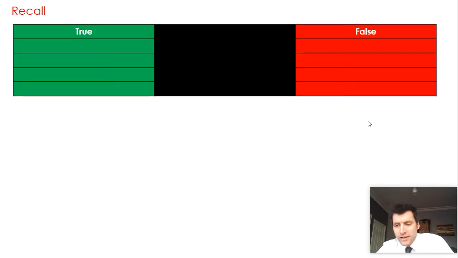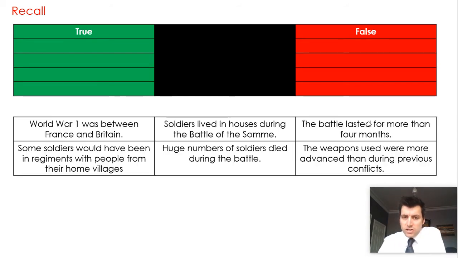A bit of recall now. Now, this is partially to do with English, but it's primarily to do with history. The reason for that is the dialogue that we're going to be writing is going to be set in a historical context. So here we've got a true and a false element for our table, and what I'd like you to do to begin your session is to sort some facts into true and false.